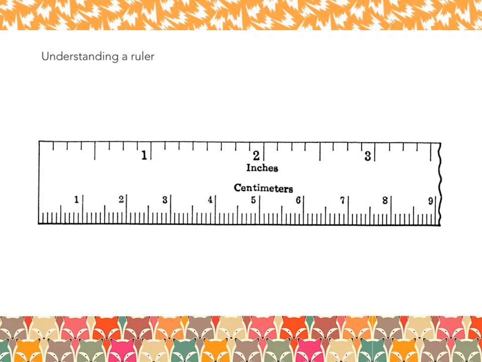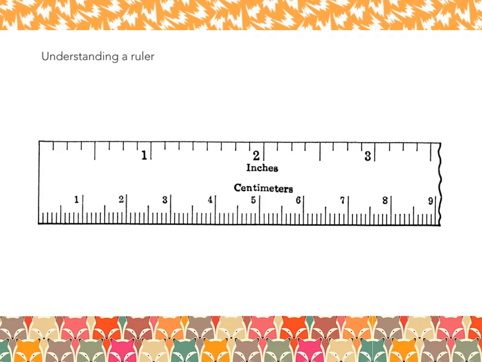The metric side, which is measured in centimeters, and the standard or US customary side, which is measured in inches. And in the United States, we measure a lot of things in inches. And I think as you really understand the difference between inches and centimeters, you might think it doesn't make a lot of sense, but that's what we do.